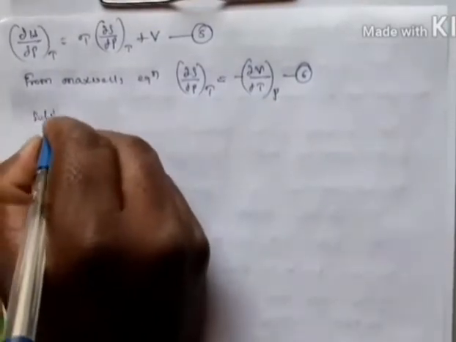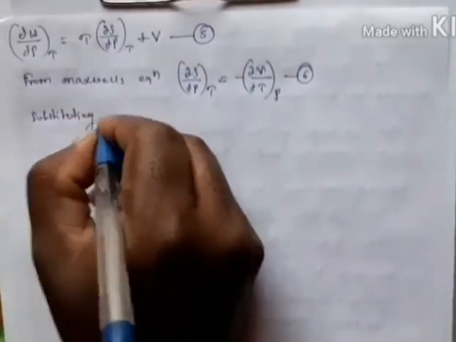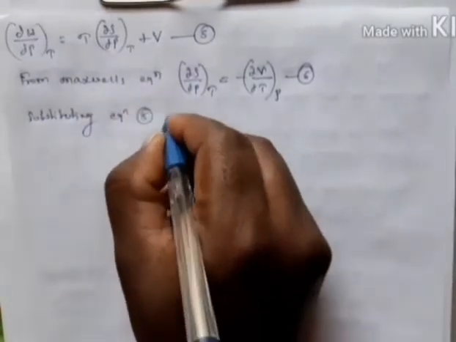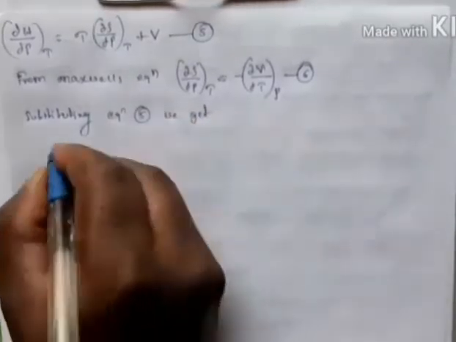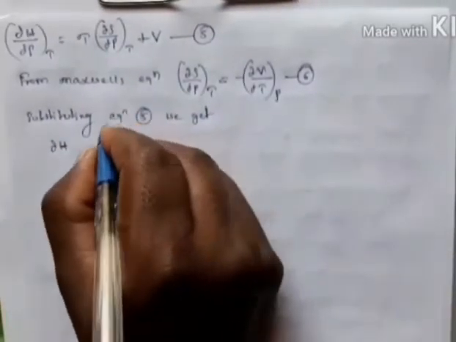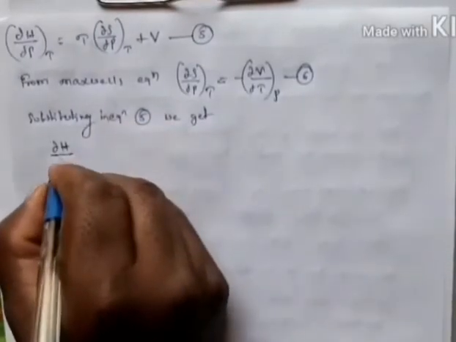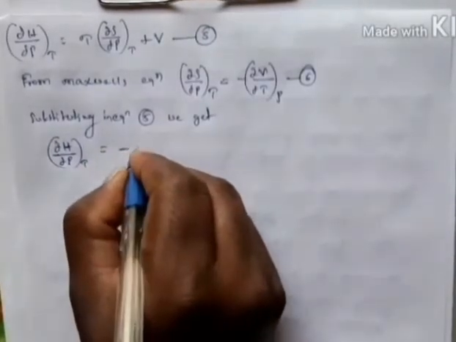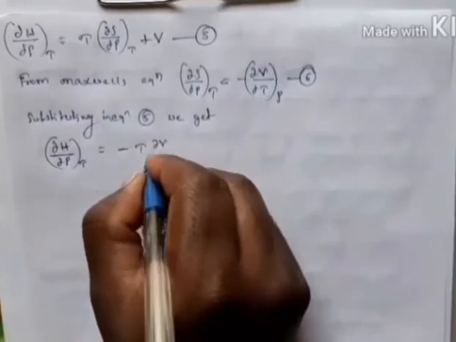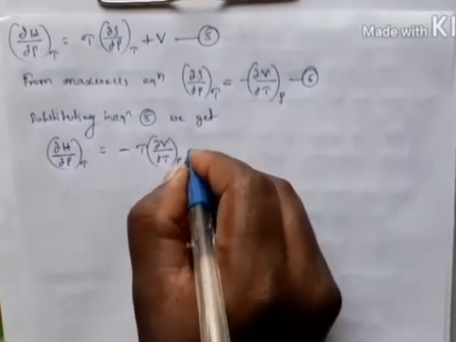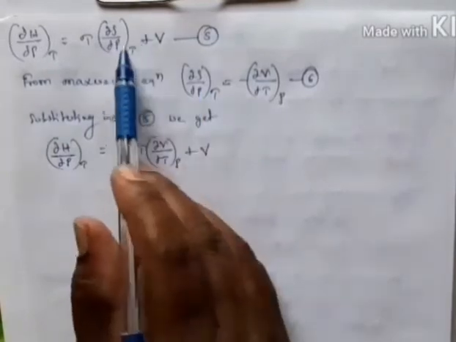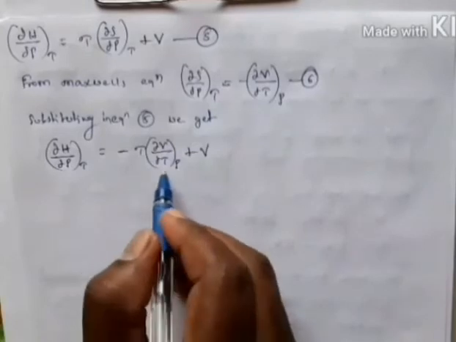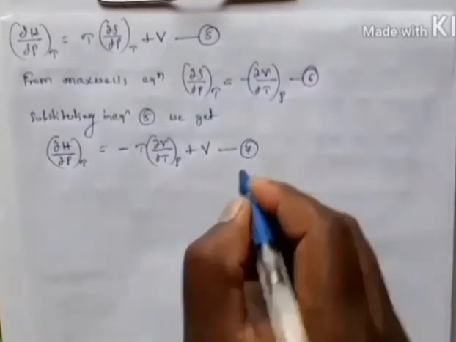Now substituting in equation 5, we get (∂H/∂P)_T = minus T (∂V/∂T)_P + V. Here (∂S/∂P)_T can be written as minus (∂V/∂T)_P. Therefore we are going to get this expression. Let us consider this one as equation number 7.